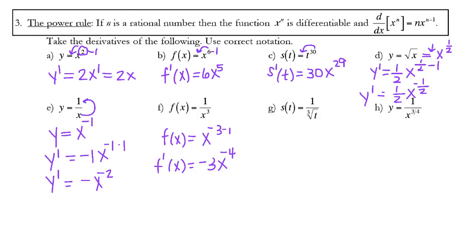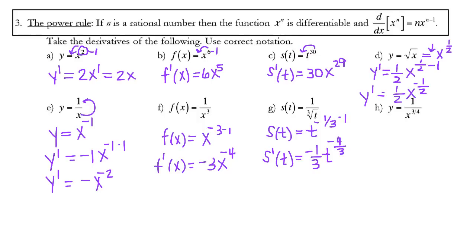And now for part G. Again, we do need to rewrite this. So s at t is going to be, we need to flip that over, so it's going to be negative, and the exponent that means cube root would be 1/3. And so s prime at t is going to be negative 1/3. Again, we're moving our exponent down, and then 1/3 minus 1 is going to be negative 4/3. And it's okay to leave your exponent just like that.